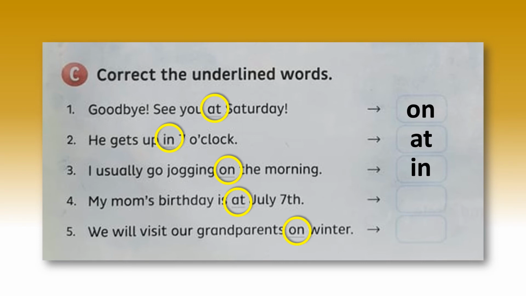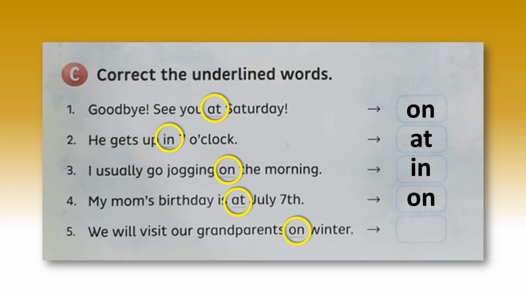Number 4, my mum's birthday is at July 7th. At July 7th. Now, what are we looking at here? We're looking at the day, the 7th. We are not looking at July. We are looking at one day. We are talking about one day. You can only have one birthday, right? On one day. So we use on.